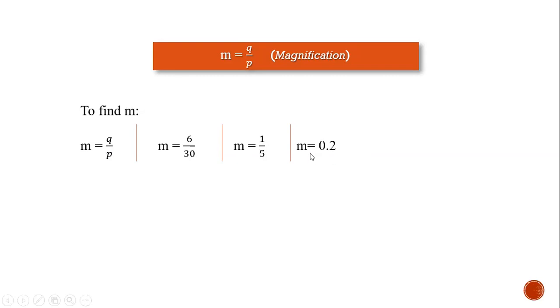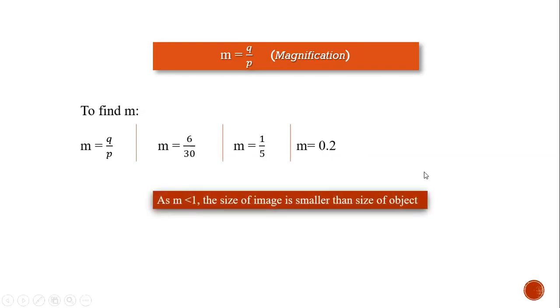Now can you see whether m is greater than 1 or less than 1? Yes, m is less than 1. So we conclude that since m is less than 1, the size of the image is smaller than the size of the object.